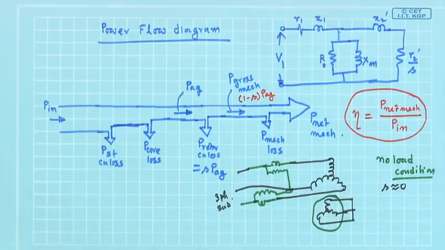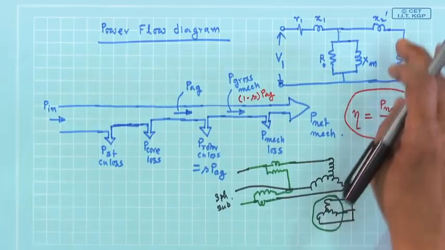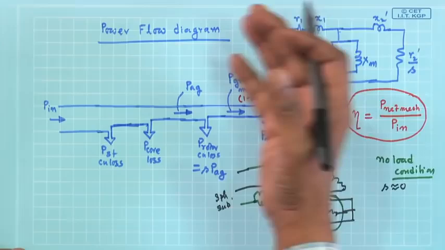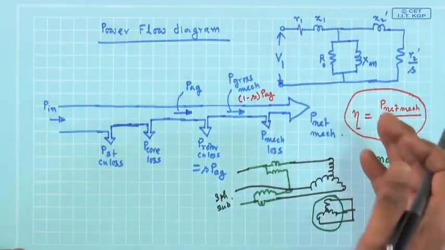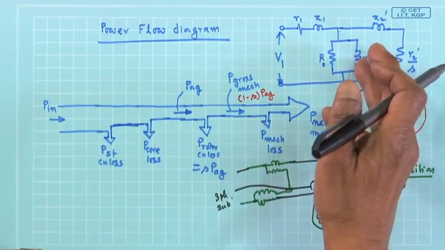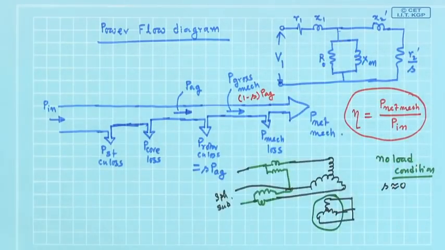You are given this liberty. Since slip is very close to 0, this part will become open circuit. Therefore, whatever current is drawn from the supply will be the magnetizing current and the core loss component of the current.